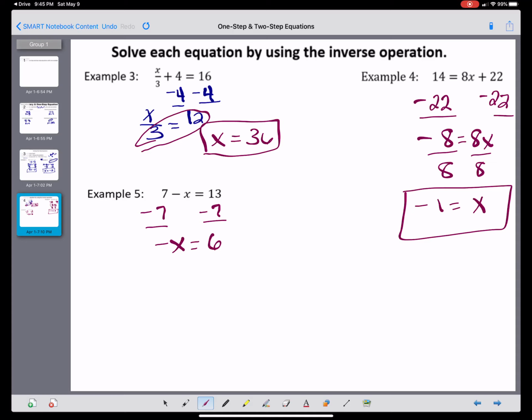Well, there's still a number next to x, and that's a negative 1. We need to isolate that variable. We need to get rid of that negative 1, so we're going to divide by negative 1. And my answer then will be negative 6.